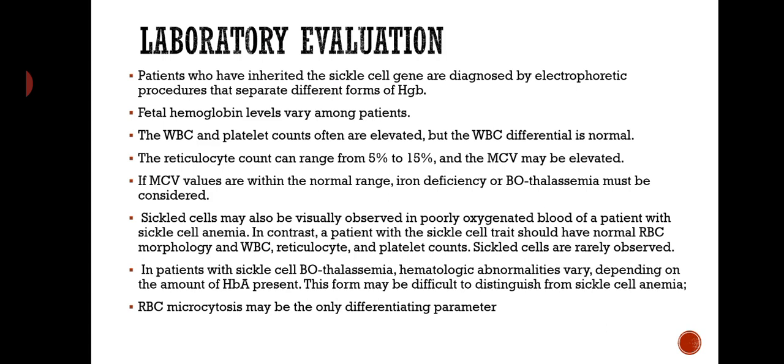In contrast, a patient with sickle cell trait should have normal RBC morphology and normal WBC, reticulocyte, and platelet counts. Sickle cells are rarely observed. In patients with sickle cell beta zero thalassemia, hematologic abnormalities vary depending on the amount of hemoglobin present. This form may be difficult to distinguish from sickle cell anemia. RBC microcytosis may be the only differentiating parameter.